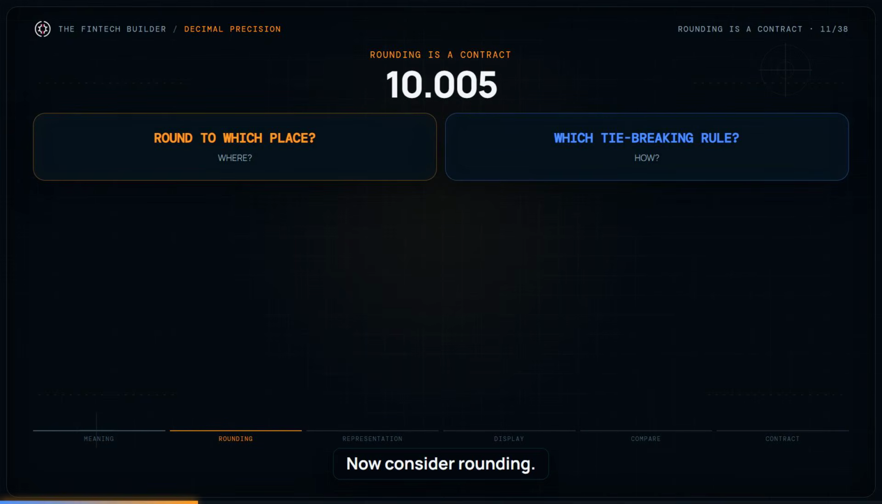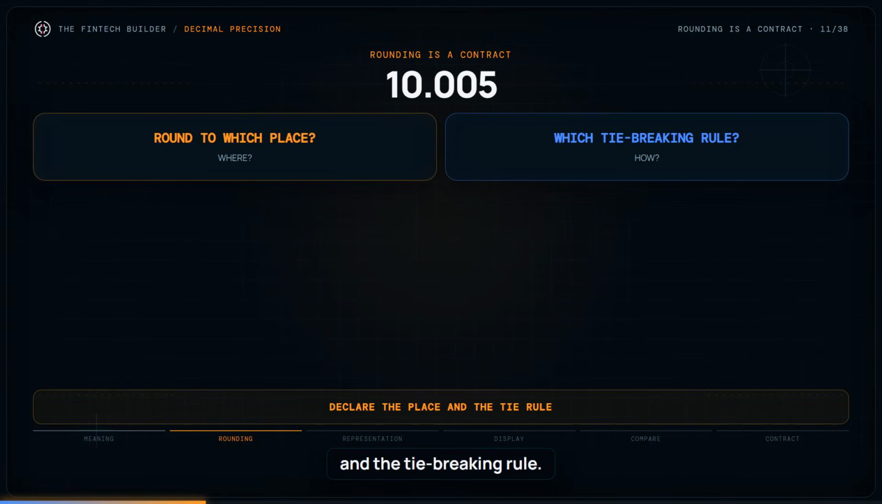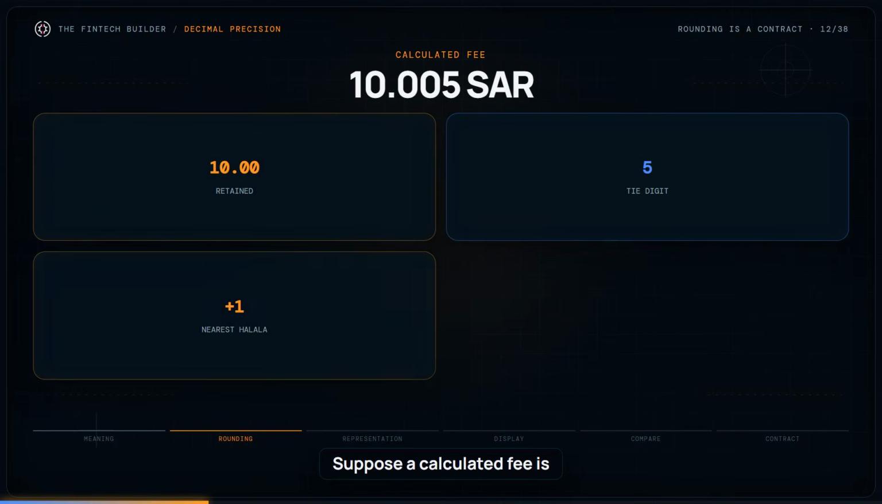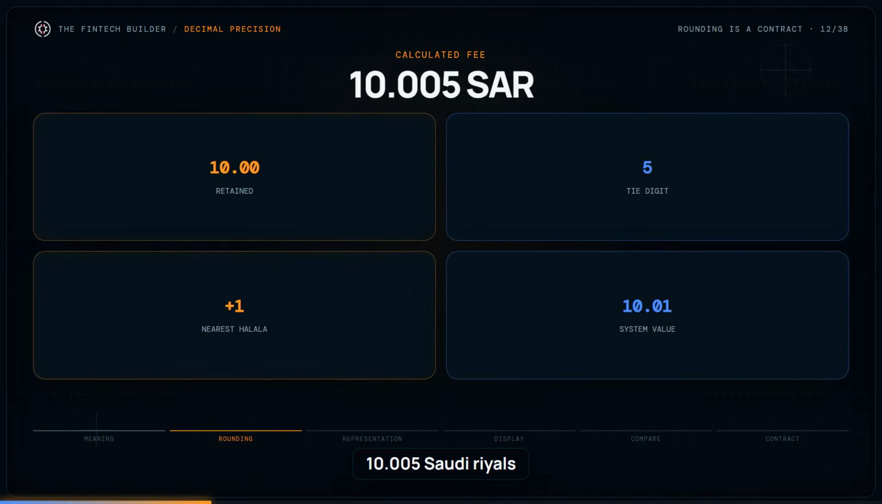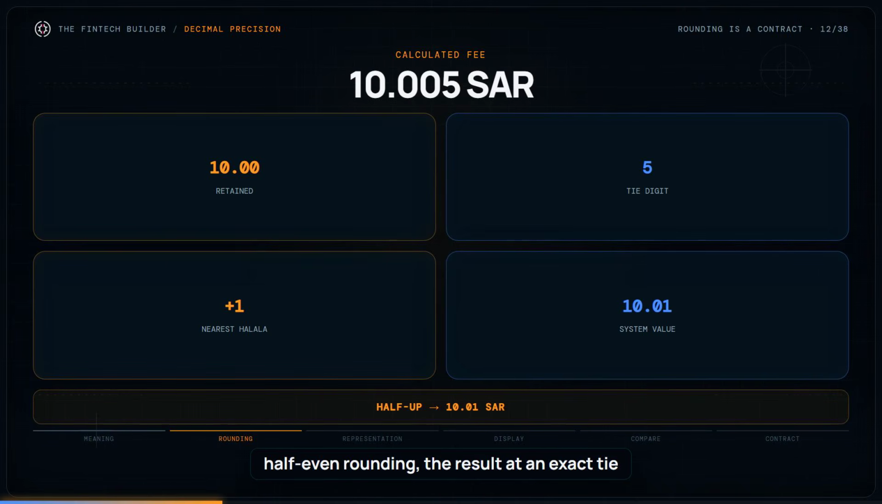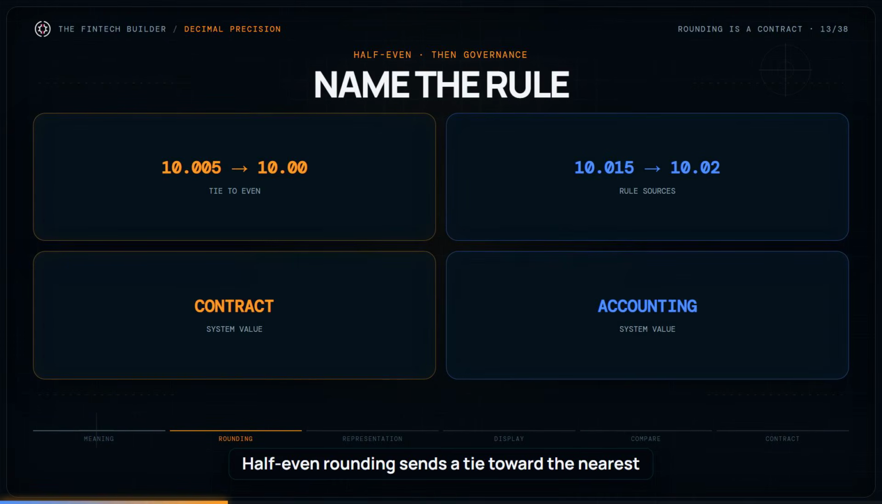Now consider rounding. Rounding replaces a number with a nearby number at a chosen level of detail. Before rounding, you must choose the decimal place and the tie-breaking rule. Suppose a calculated fee is 10.005 Saudi riyals and must be displayed to the nearest halala, or two decimal places. Under half-up rounding, the result is 10.01. Under another rule, such as half-even rounding, the result at an exact tie can be different. Half-even rounding sends a tie toward the nearest result whose final retained digit is even. It is often used to reduce systematic upward or downward bias across many rounded values.